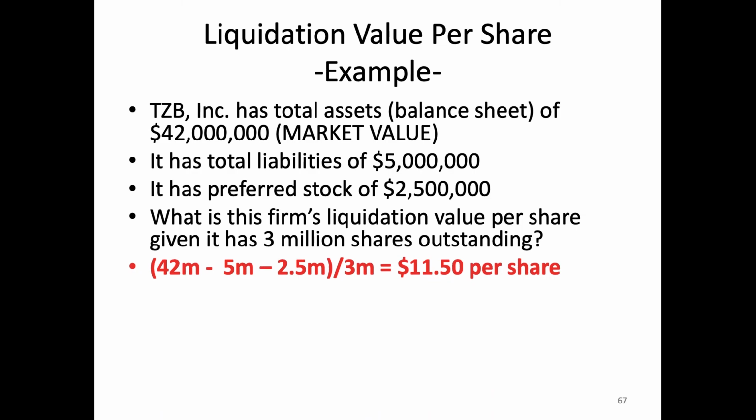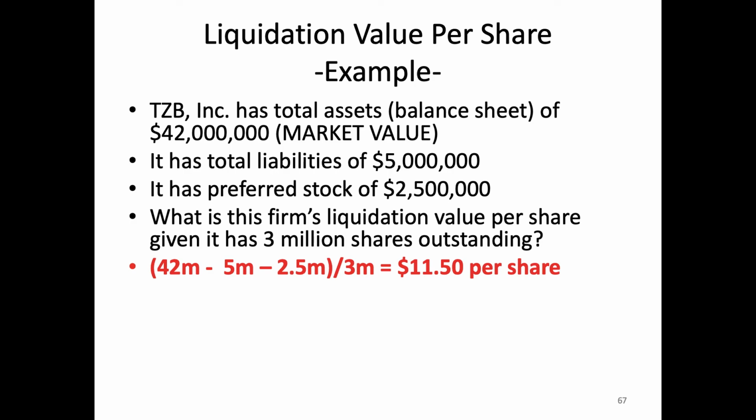So you take 42 million. That's what we could sell the assets for today if we wanted to bust up the firm. Sometimes they call this a bust-up value. If we sold all the assets, we'd get 42 million. We'd pay off the bondholders what we owe them, 5 million. We pay off the preferred stockholders what we owe them. Their claim on the firm is 2.5 million. And then we take what's left and divide it by the number of shares. We'd have $11.50 a share to pay out.